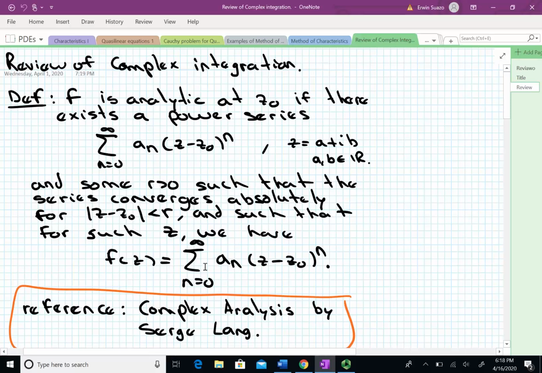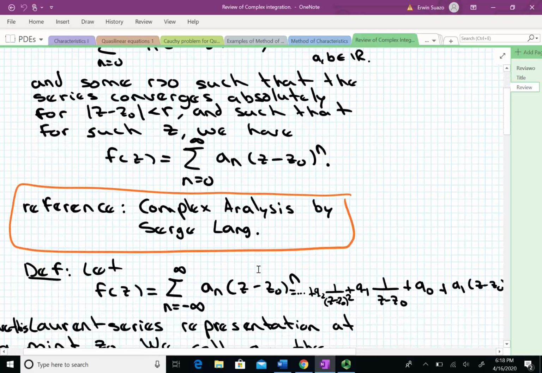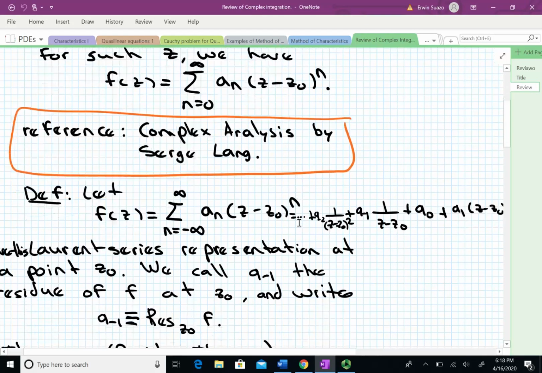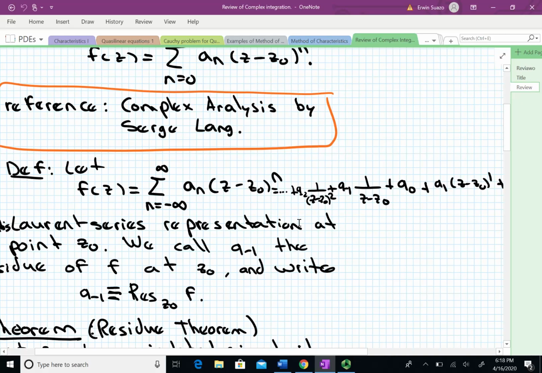So a function is analytic if basically you can write it in this form. It looks like a power series development. I'm following the complex analysis book by Serge Lang. You will see there a very nice presentation.